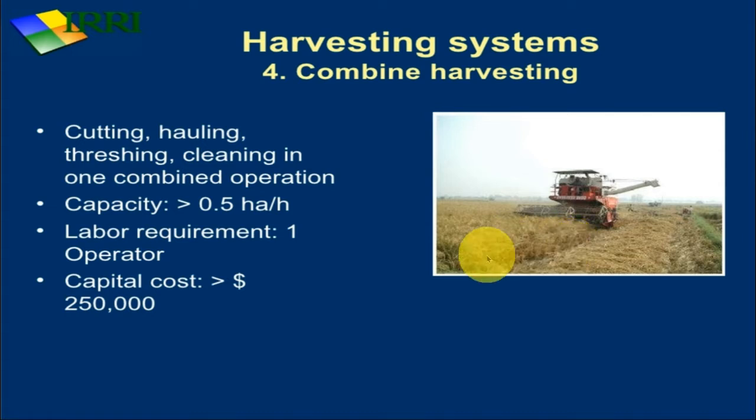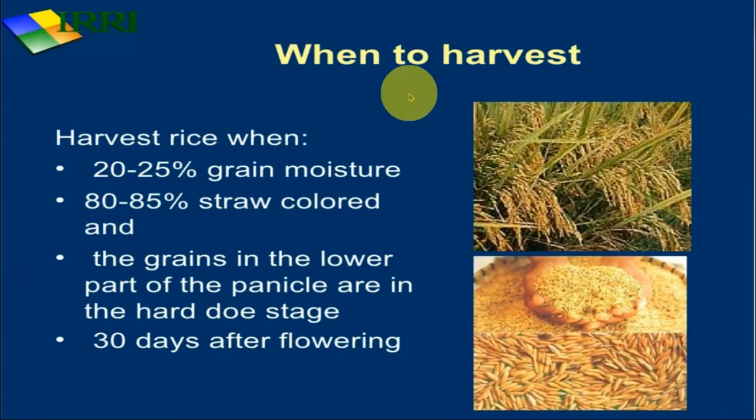Meaning if we want to get the crop from 1 hectare of field, then 2 hours will be needed if this machinery is used. The labor requirement is only one operator who will operate this machine, and the capital cost will increase drastically, that is $250,000. This is a very big amount. And then, when to harvest.